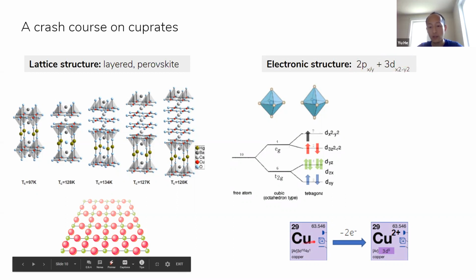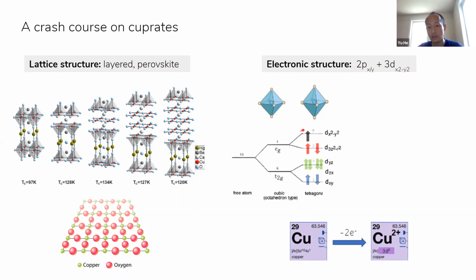We know in cuprates, copper takes a 2+ valence state, more or less. So the valence electron configuration will be 3d9. And if we were to fill up all the 3d orbitals, we're going to see that it is the topmost dx squared minus y squared orbital that's half filled.